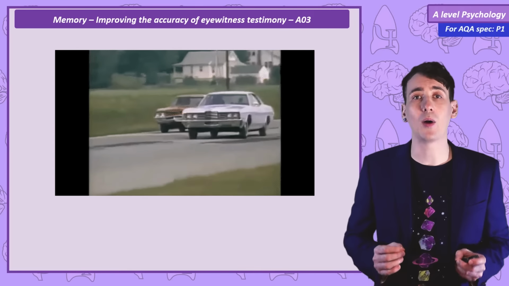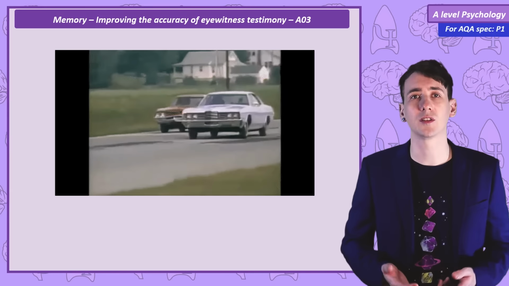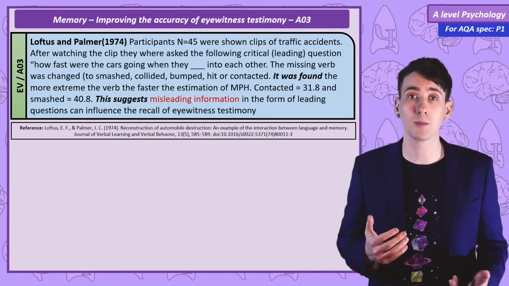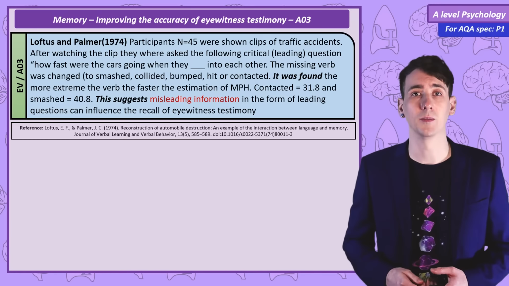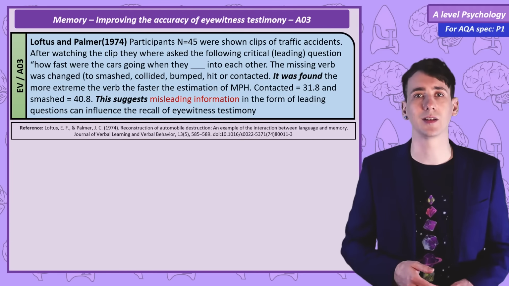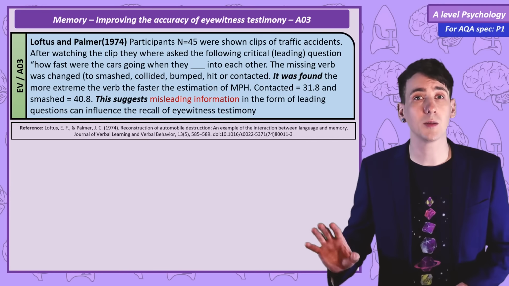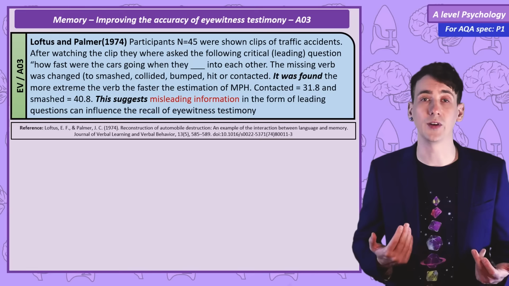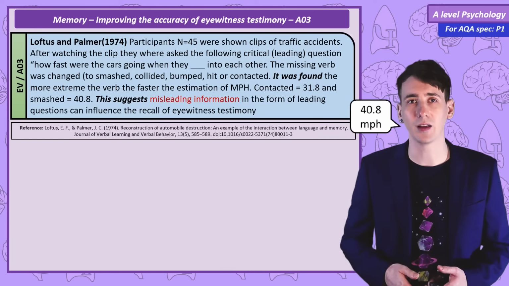Okay, what was it about how I asked that question that we would say is leading? Of course, it's the word smashed. A researcher called Loftus showed traffic accident clips like that one to participants and asked how fast were the cars going when they hit each other, changing the verb hit into smashed, collided, bumped, and contacted. The results showed that the more extreme the verb, the faster the participants guessed the car was travelling. Contacted was the slowest speed at 31.8 miles per hour, and smashed was the fastest at 40.5.